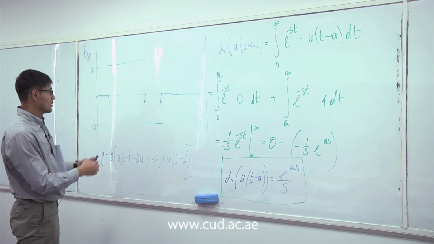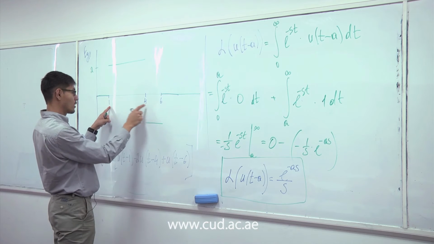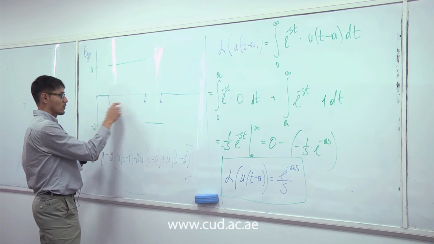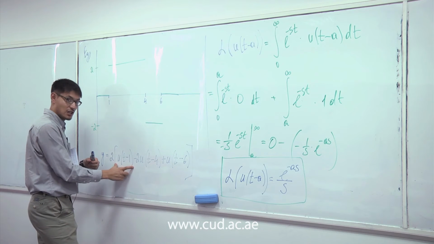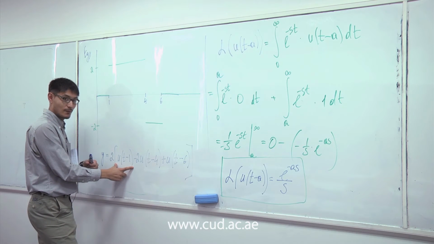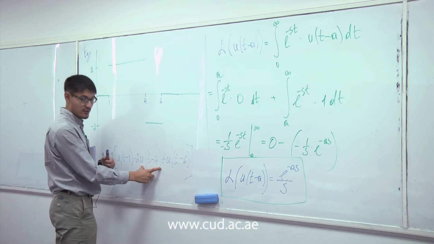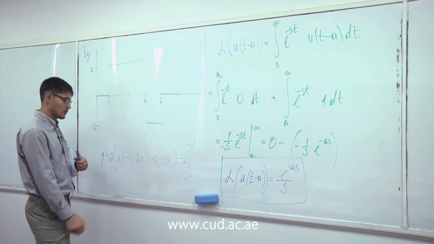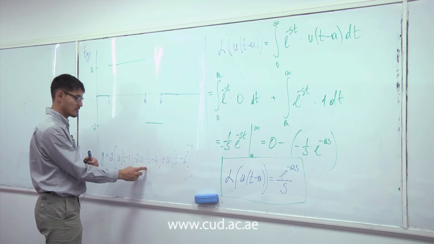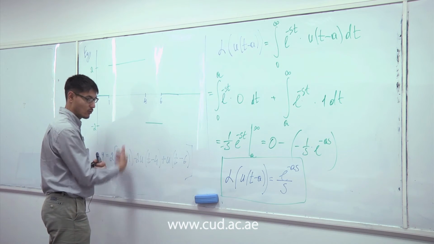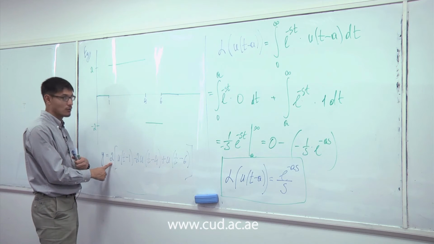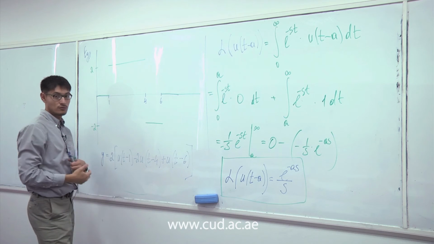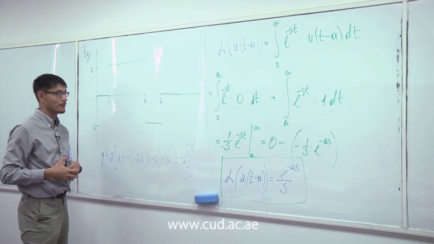Now let's think about the interval from 1 to 4. From 1 to 4, this function is now equal to 1. This function is still 0, and this is also still 0. So what do we get? We get 1 minus 0 plus 0, which is equal to 1, and multiplied by 2, that gives us 2. So between 1 and 4, the function is 2. So it's working so far.